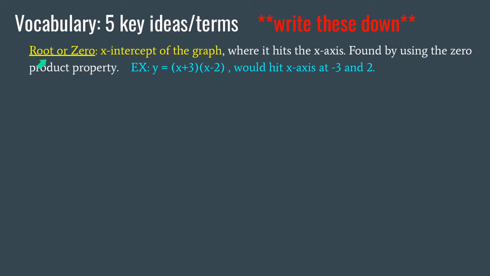The first key term is root or 0. Basically that is the spot or the x-intercept of the graph, where the graph would hit the x-axis, found by using the zero product property. So an example of that would be if I had this equation y equals (x + 3)(x - 2), that would hit the x-axis at -3 and +2. Because this zeroes out when that is -3, this becomes 0 when that is 2. That is something that you should know already kind of coming into this chapter or course.